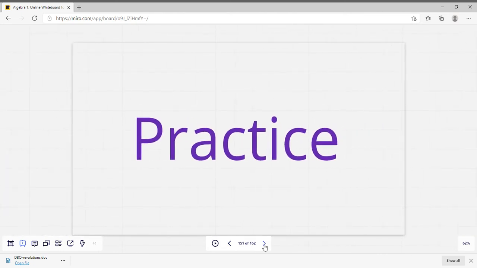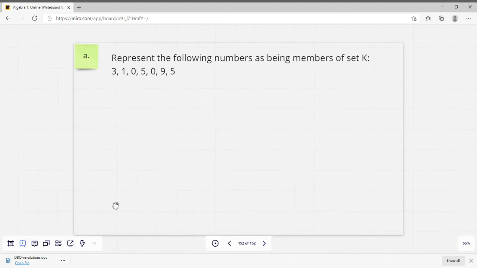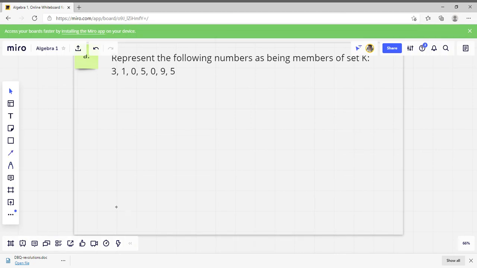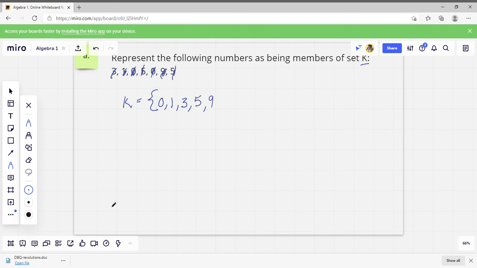All right, pause the video and do the practice problems, and then I'll come back and work them. All right, so hopefully you paused the video to do these practice problems. They're pretty easy. A, represent the following numbers as being members of set K. So I'm just going to say K equals, and then I'm going to draw my little bracket. And I'm going to go in order. So I've got 0, 1, 3, 5, and 9. And there it is. There's the answer to that one. You just list each number one time.